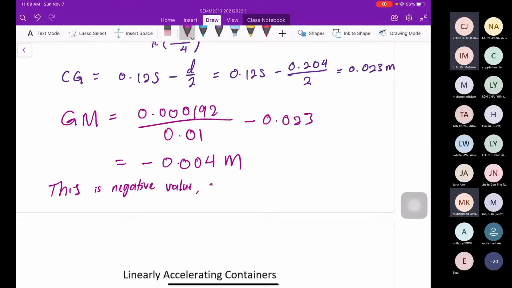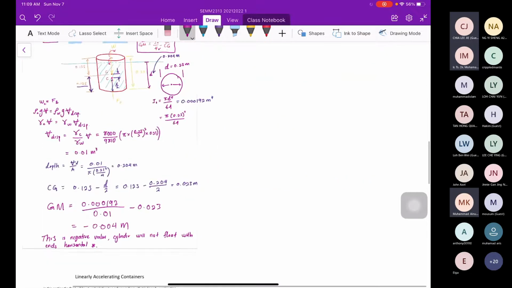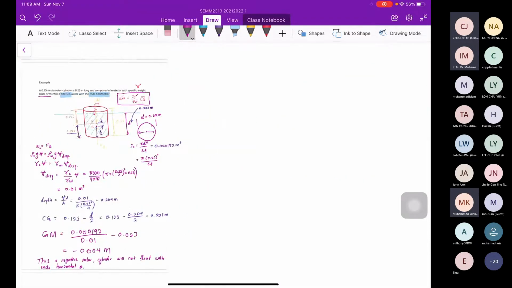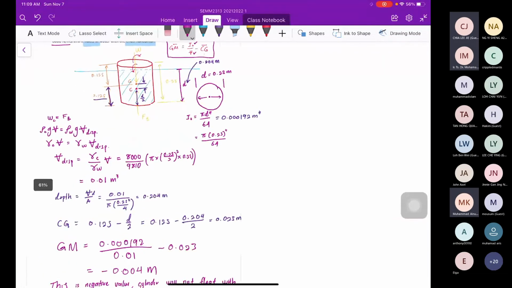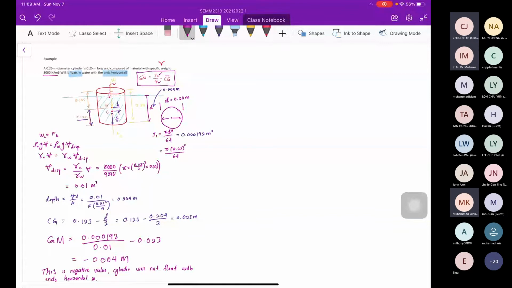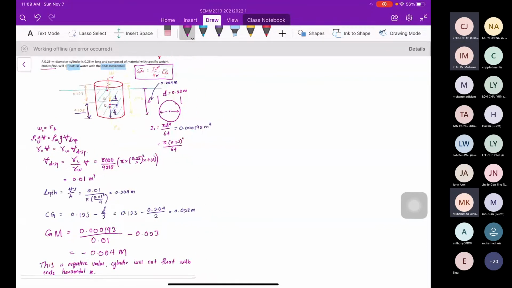The cylinder will not float horizontally. Okay, that's it. That is the final answer. Any questions so far? You can look at it, you can view.